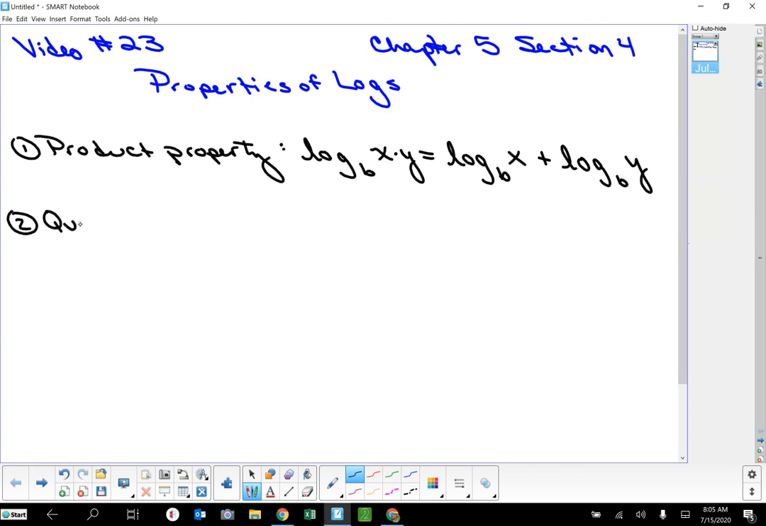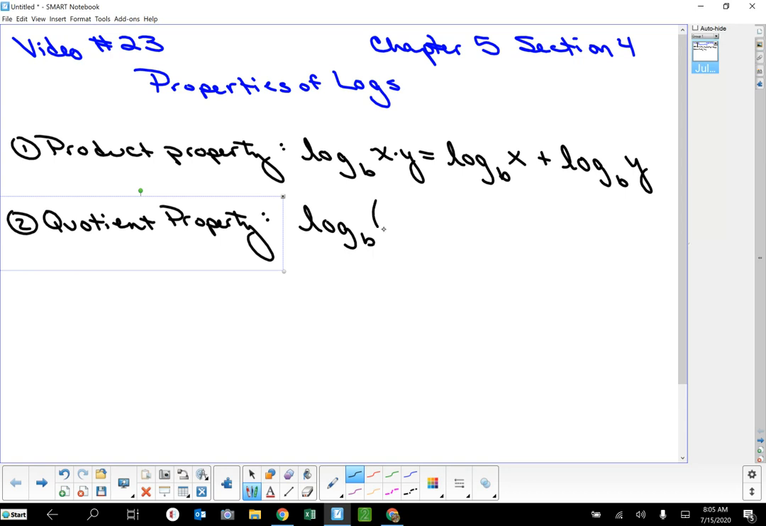2 is called the quotient property. That looks like log base b of x over y is equal to the log base b of x minus log base b of y.